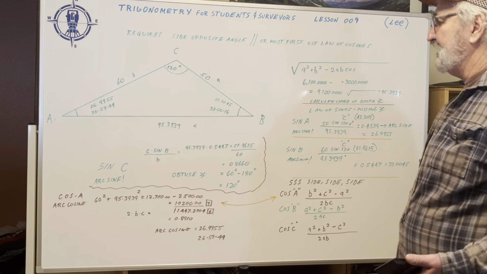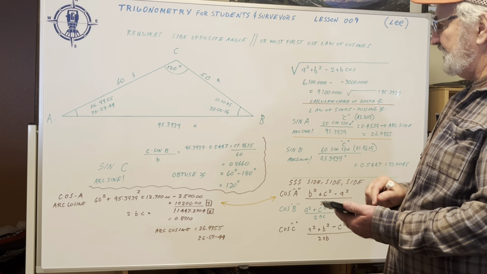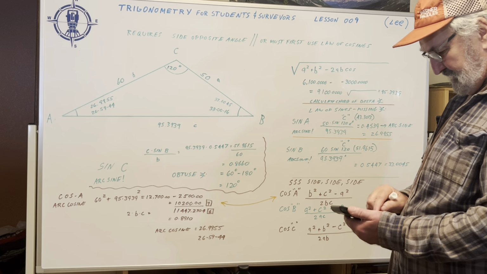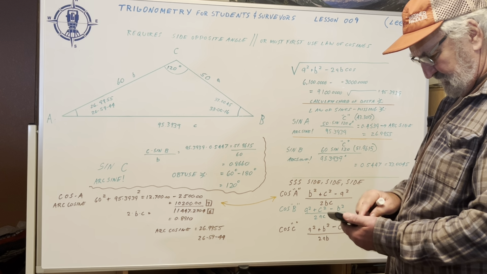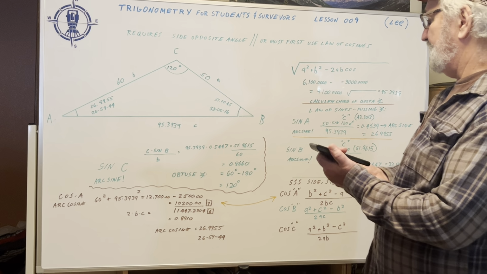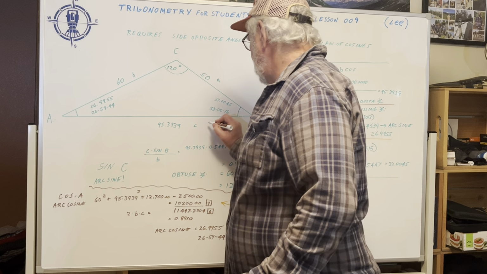Okay, so let's go with 95.3939. I'm going to store that as 9. I'm just going to write that here, 9.